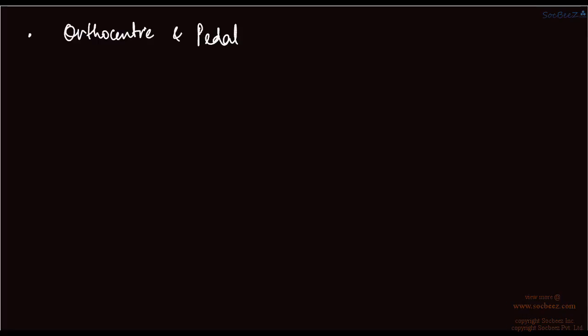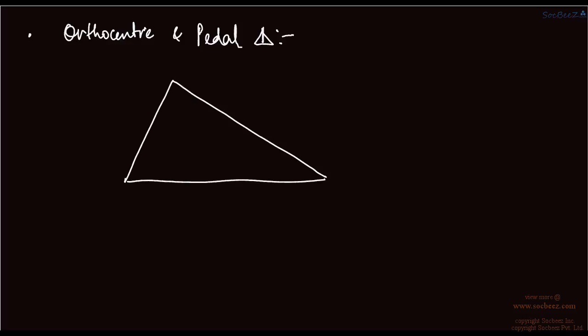Orthocenter and pedal triangle. Okay. Now, the triangle which is formed by joining the feet of altitudes is called the pedal triangle. Let's say this is our triangle. This is one of the altitudes, this is one of the altitudes, and this is one of the altitudes.